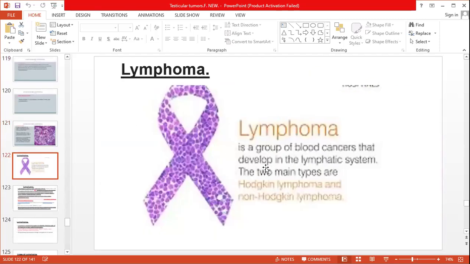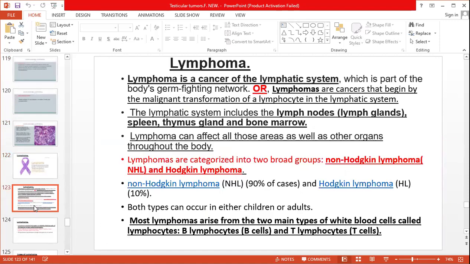Lymphoma is a group of blood cancers that develops in the lymphatic system. The two main types are Hodgkin lymphomas and non-Hodgkin lymphomas. The lymphomas are cancers of the lymphatic system, part of the body's germ-fighting network. Lymphomas are cancers that begin with the malignant transformation of lymphocytes in the lymphatic system. The lymphatic system includes lymph nodes, spleen, thymus, and bone marrow. Lymphomas can affect all those areas as well as other organs throughout the body.